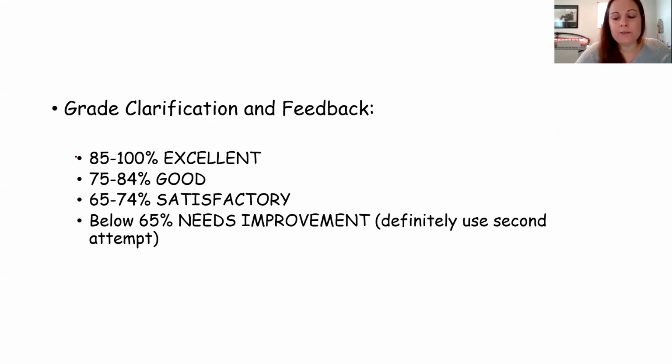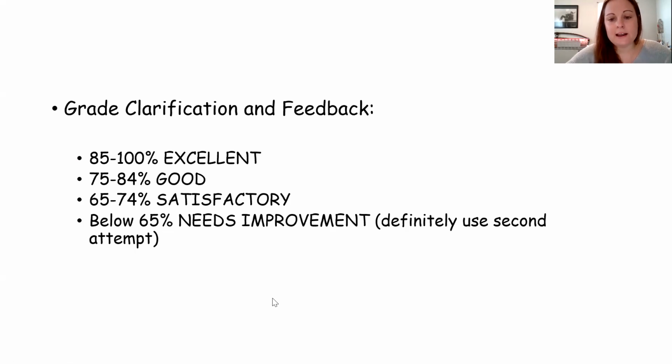Lastly, some clarification and feedback on your quiz grades. So although these quiz grades are not going in the grade book, they do provide you with some feedback. Since I give you 2 attempts at the quiz, if you're getting an 85 to 100% correct, I would say that you're doing excellent work. 75 to 84, you're doing good work. 65 to 74, you've passed the quiz and that's satisfactory work. But if you find that you take the quiz and you're getting below a 65, I think that you need to definitely use your second attempt to make sure that you understand the material.